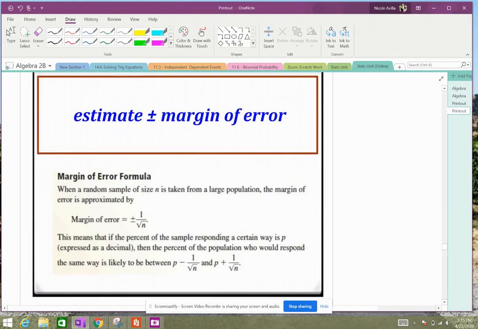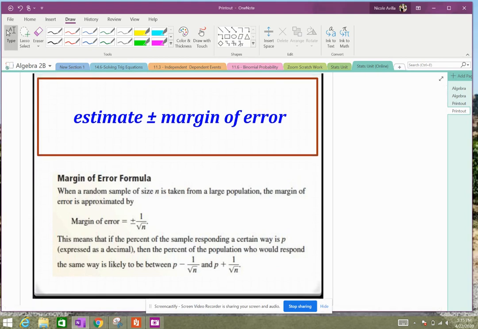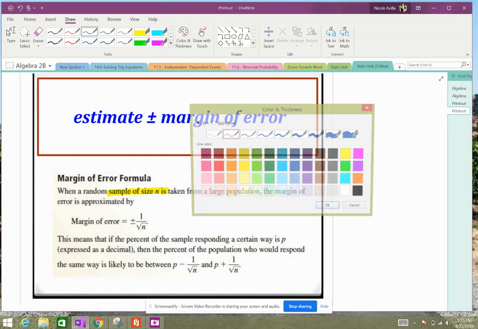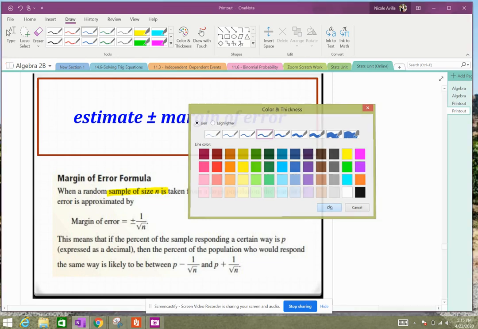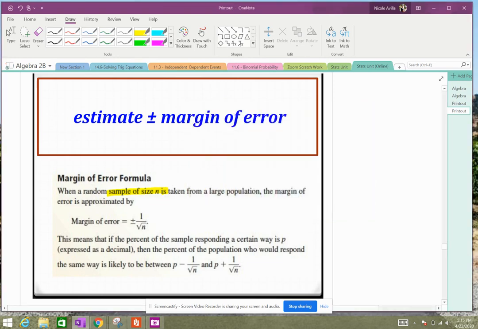So how to do this? Well, you need to know something called the margin of error formula. The margin of error formula is plus or minus 1 over the square root of n. Now, n specifically is just the sample size. So whatever the sample size is. Notice it's not the population size, it's the sample size. So it's important to know that this is not the population size.